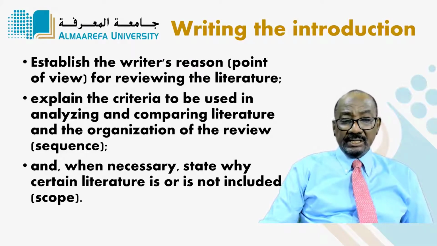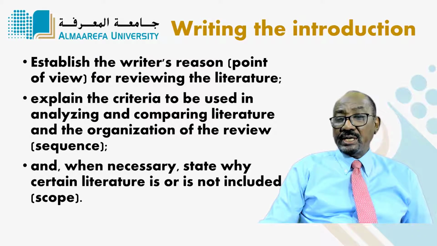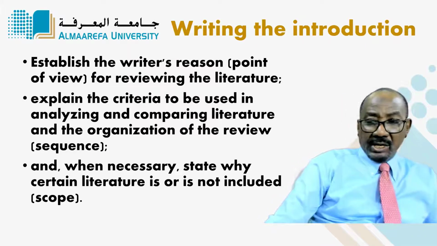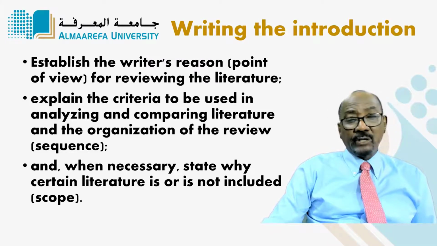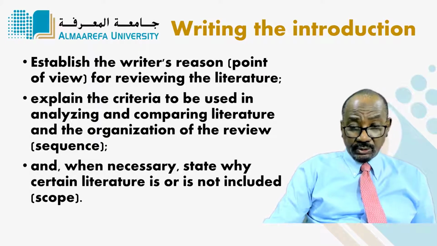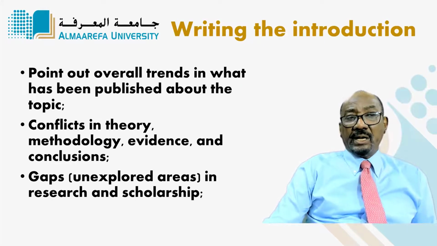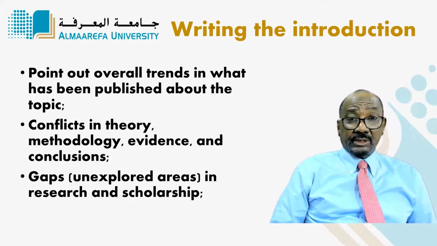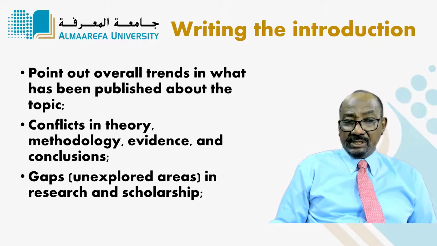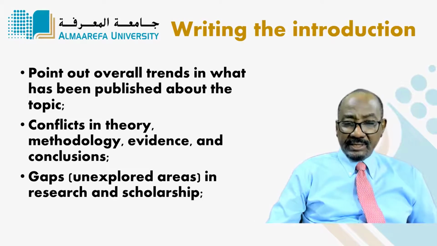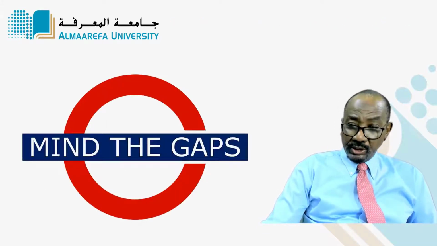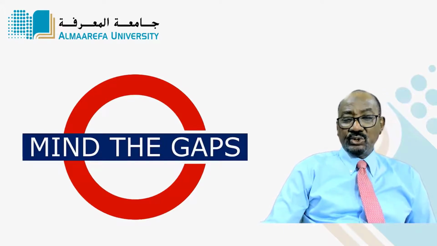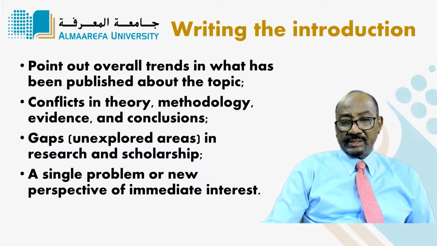And when necessary, state why certain literature is or is not included. Maybe you will say certain publications were left out because they were old, or they were addressing other issues. You will put that in your introduction, and then the introduction will point out overall trends in what has been published about the topic: overall trends, conflicts in theory, methodology, evidence, and conclusions, and gaps, unexplained areas in research and scholarship. And as I mentioned earlier, the gaps are important. You need to mind the gaps and identify them to use them for justification of your current research.